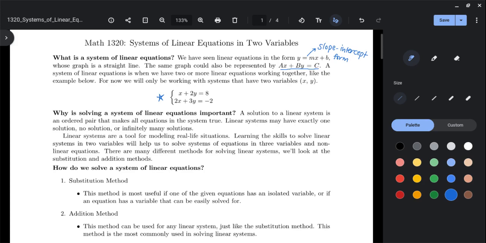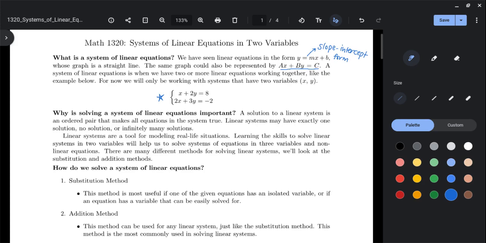A solution to a linear system, unlike when we're solving linear equations, equations with rational exponents, or quadratic equations, is not one value. We're actually looking for 2, which make up our ordered pair of x and y. And this ordered pair needs to make all the equations in our system true.